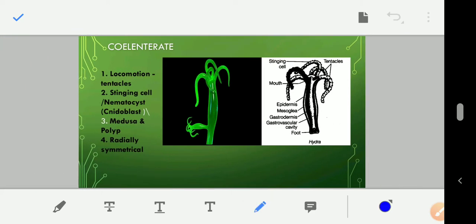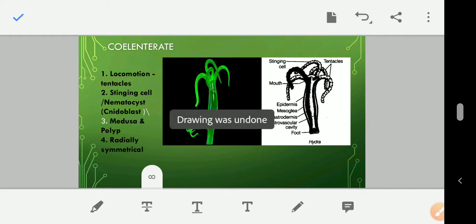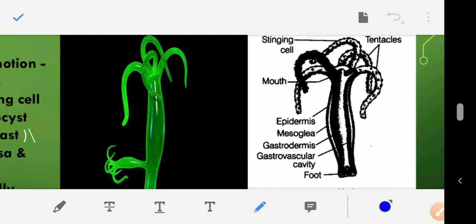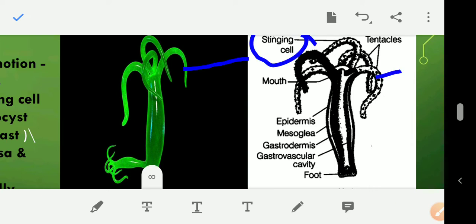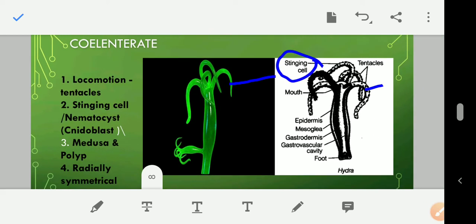Then coelenterates. Coelenterates are the animals that have a gastrovascular cavity. And in coelenterata, the locomotory organ is tentacles. Look here, these are tentacles. This one is tentacle, this one is tentacle. The entire body is covered with stinging cells. Stinging cells are the offensive and defensive organ of Hydra, epidermis is there, gastrodermis is there. They have a well-developed gastrovascular cavity where the food is digested. And the tentacle is not only for movement, tentacle helps to catch the prey for food.